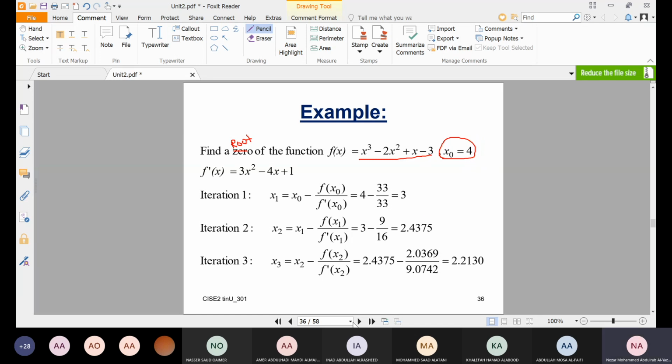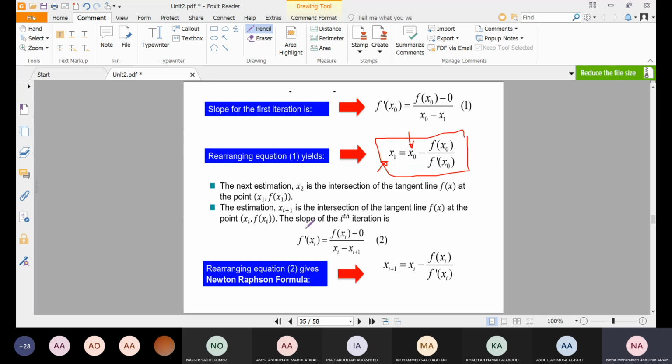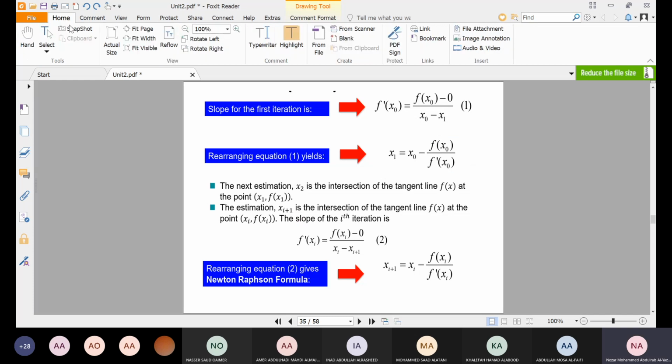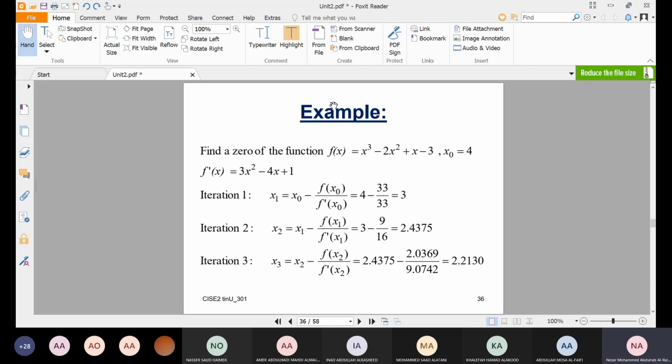So based on the Newton formula, let's pick this formula here. We'll pick this one. We'll put it here. Okay, so this is our algorithm now.